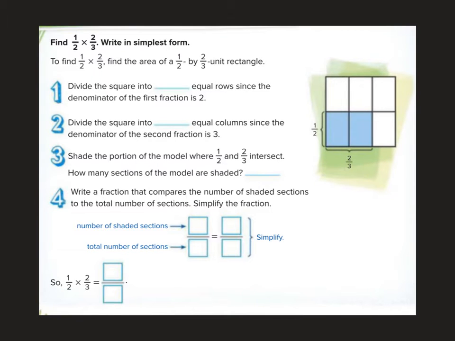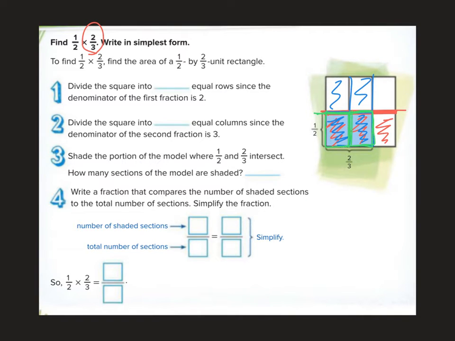1/2 and 2/3. Oh, 2/3, sorry, not 1/3, 2/3. So here I cut it into 1/2, and I'm going to shade 1/2 of it. So it's going to be 3 boxes, right? And then I'm going to cut it into thirds and shade 2/3. Going this way. So where do they intersect? Right here. Maybe I should do green. Right here is where they intersect.